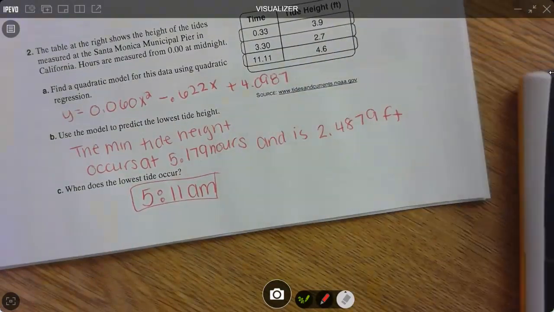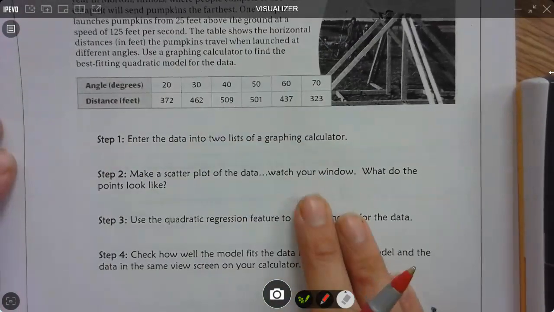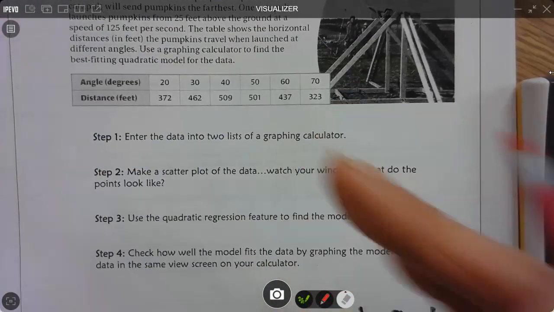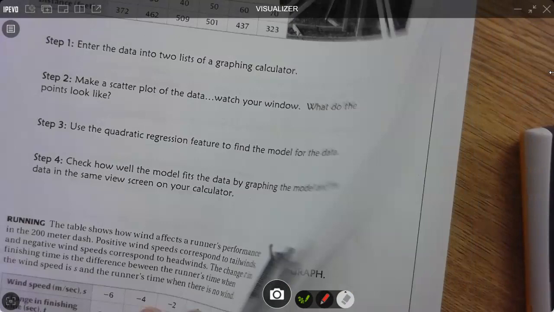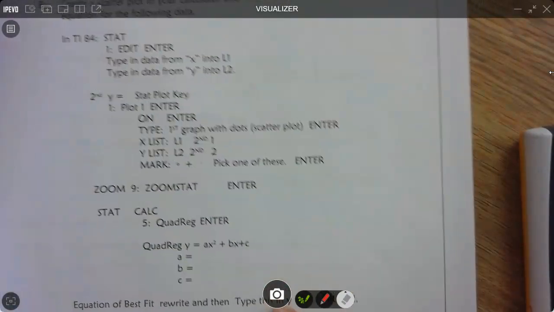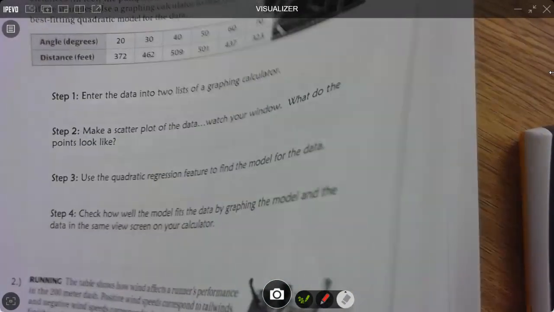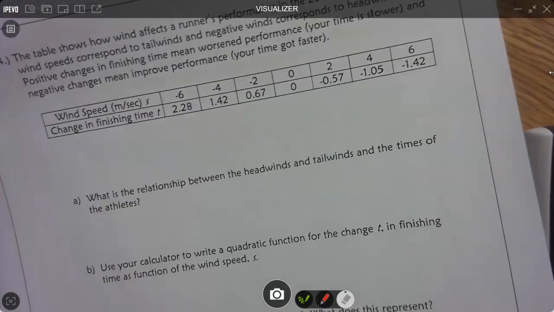Okay. So the remainder of your packet, it's not front and back. What I want you to do is use the remainder of class time today to work through these problems. Work through the quadratic regression. Remember, the last page is just the keystrokes again. So you are doing problems 1 through 4 on the graphing calculators again.